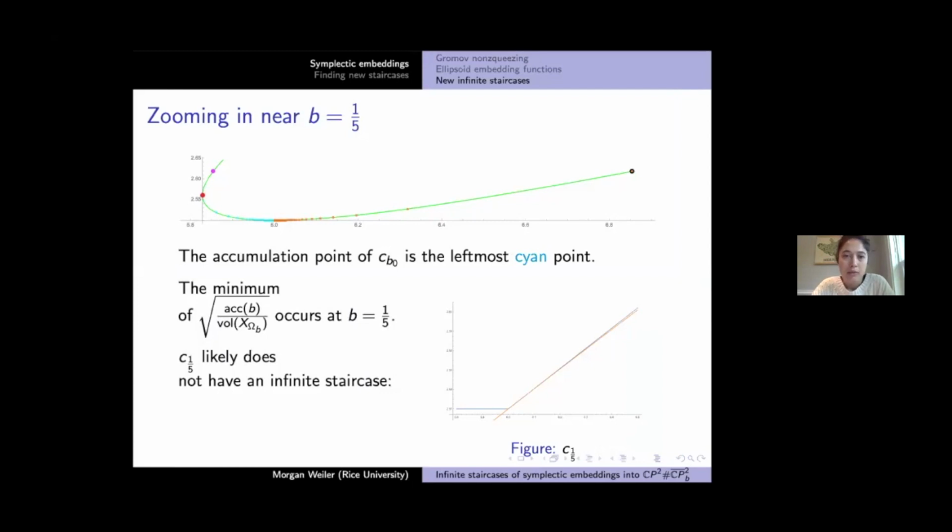So what's happening near B equals 1/5? Our staircase B sub 0 is the leftmost bright blue point, just below the red. One thing to note is that the minimum of the y-coordinate of the accumulation point occurs at B equals 1/5, and that's where the accumulation point is at 6. C 1/5 likely doesn't have an infinite staircase. Here's C 1/5 near the accumulation point. The accumulation point would be at the a equals 6 coordinate, mu equals 2.5, so it would go right through this point where C 1/5 hits the volume constraint, but it doesn't look like this has an infinite staircase.